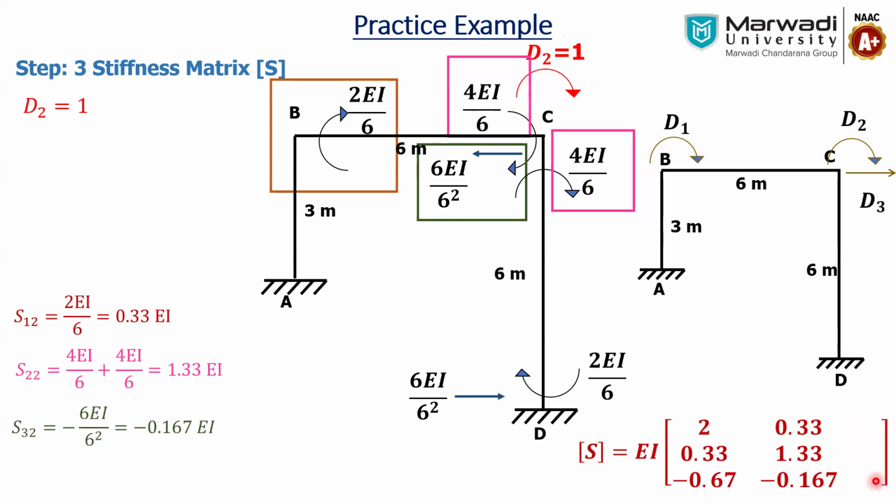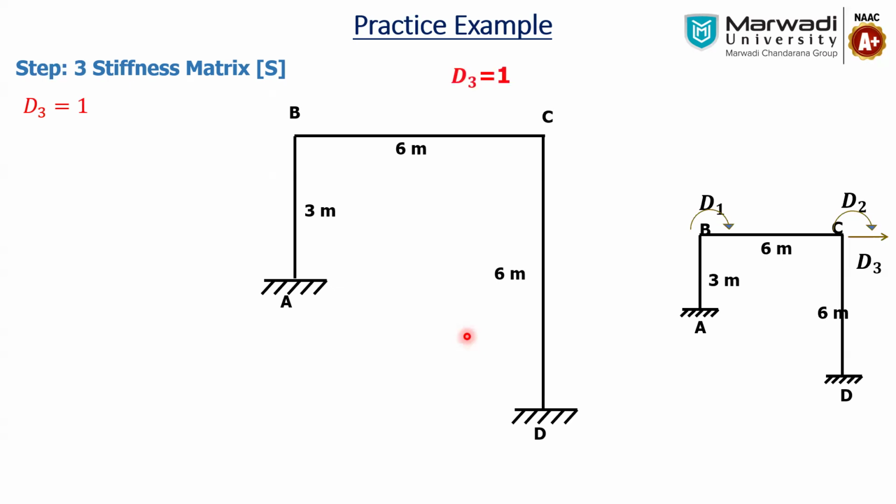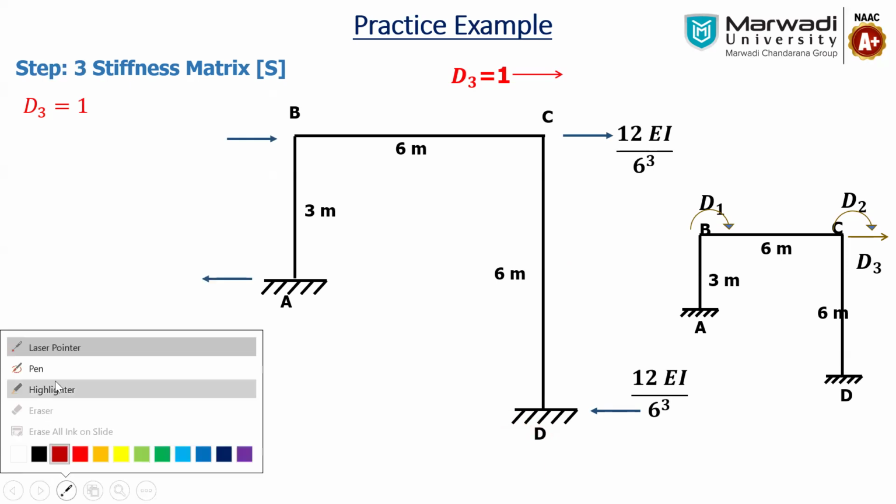But we still have to find S33, and that's why we have to go for D3 equal to 1. We have to apply the unit displacement. As we are going to apply D3 equal to 1 at B and C, it will be like this. It is nothing but sinking of support, settlement of the support, and we are applying the unit displacement at B and C. Here, as it is going right hand side, at D the reaction will be opposite to it. Both the reactions will be 12EI by 6 cube. Similarly at B also it is moving right hand side, so at A that will be going left hand side.